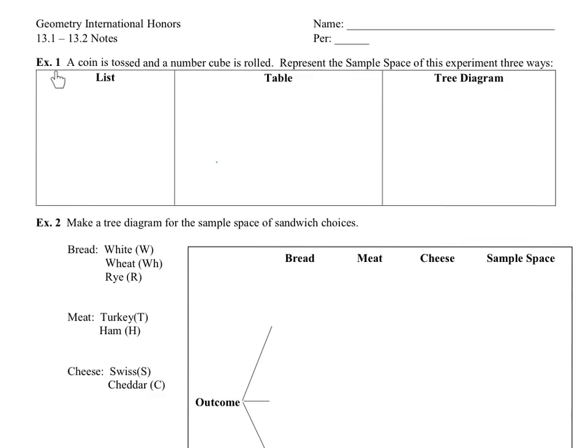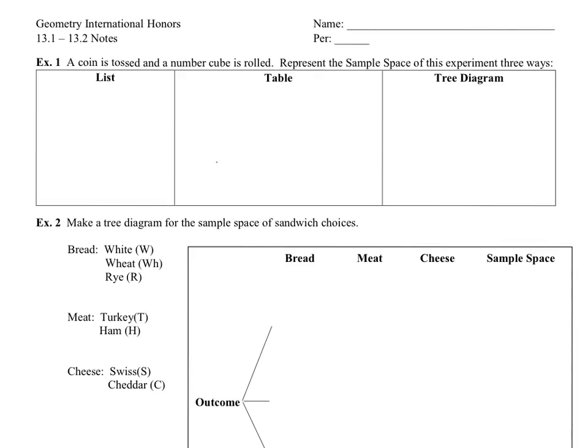So let's take a look at this first example, and let's imagine this scenario where we toss a coin and then roll a number cube. Now that number cube would have the numbers 1 through 6 on it, or it might have dots like the cubes you play board games with. So let's represent the sample space. That would be all the possible outcomes of this experiment in 3 ways.